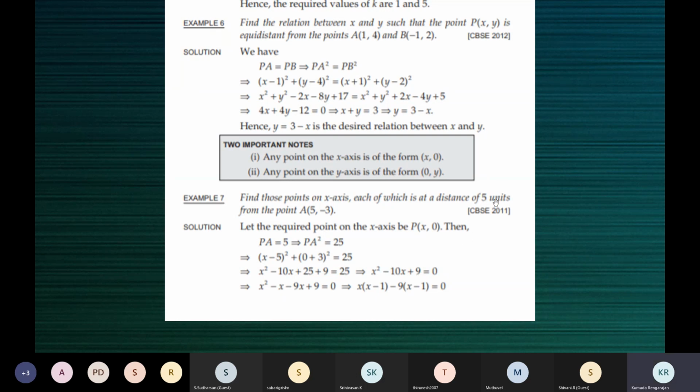So here also distance 5 is given. Distance between what and what? There is only one point A. So we assume the other point which is on the x-axis to be x comma 0. There's another point on the x-axis. So in general, x comma 0. So this PA is 5 units. That means PA square is 25, squaring on both the sides. Now use the formula and replace PA square with 25. Solve.